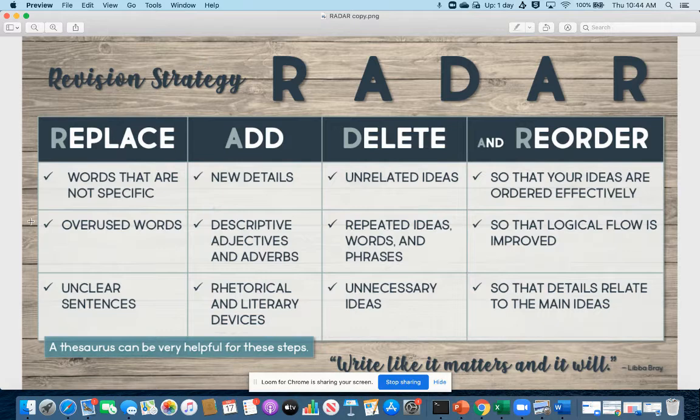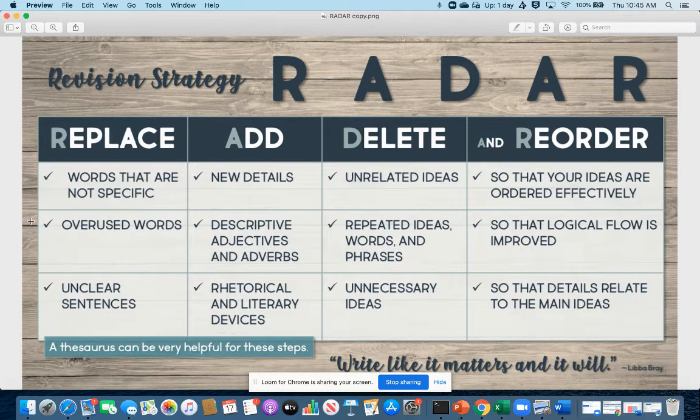You'll start with replace. Oftentimes, we need to replace words and sentences in our work. So let's go through what can be replaced. First, words that are not specific. Now that we are in 7th grade, it is important that we use enhanced words. So we're going to get away from happy, sad, fast, slow. You know, words that are more vibrant and more detailed than these.